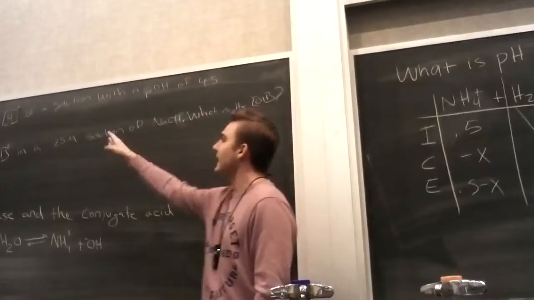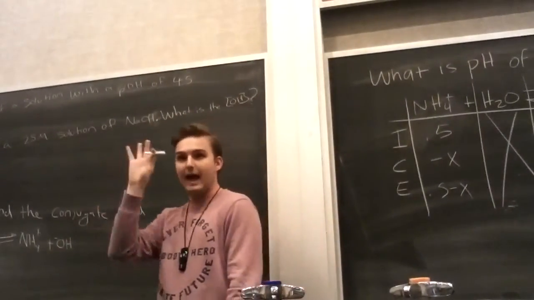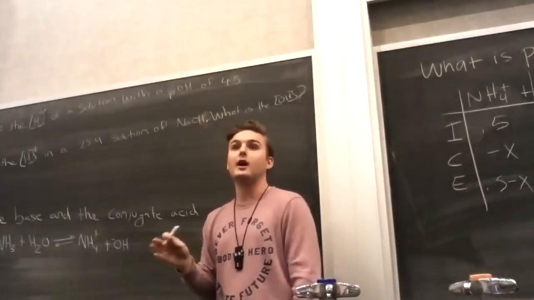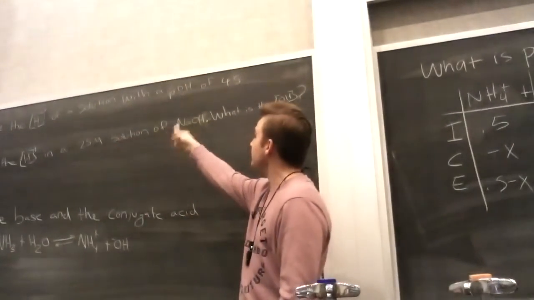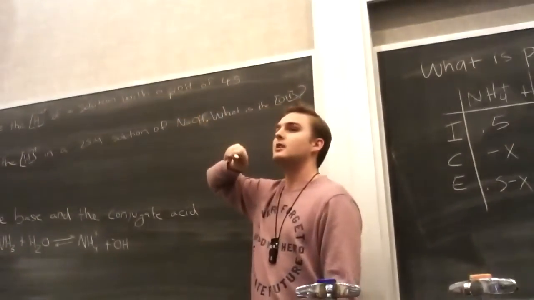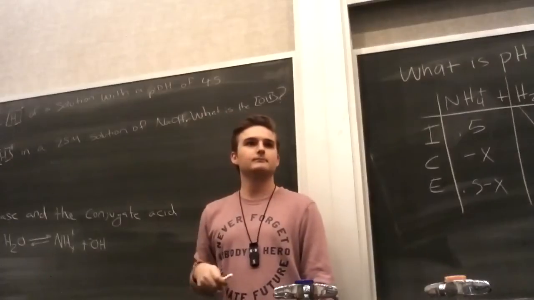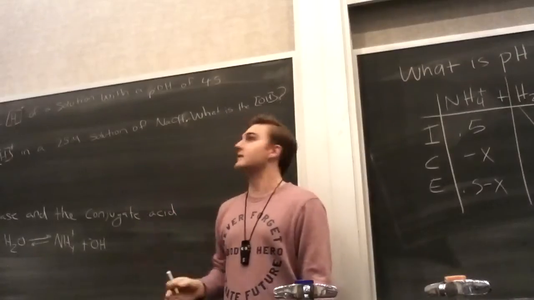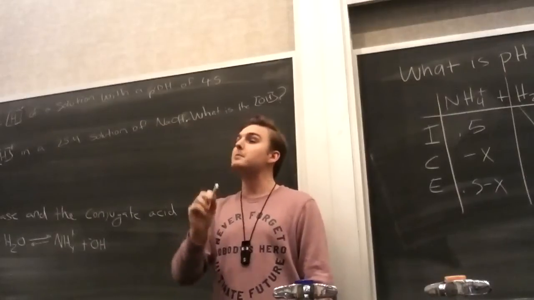Number 1, calculate the H plus ion concentration of my acid, synonymous with what? Hydronium in water. And I have a solution with a pOH of 4.5. What do I do? 14 minus my pOH. Why do I do that? Because it gives me my pH.